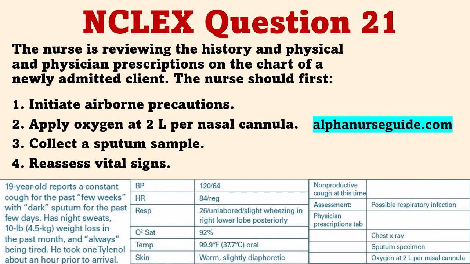The correct answer is 1. There is a high risk and potential for tuberculosis, and airborne precautions should be implemented immediately to prevent the spread of infection. After initiating precautions, the nurse can start the oxygen, check the vital signs, and collect the sputum specimen.